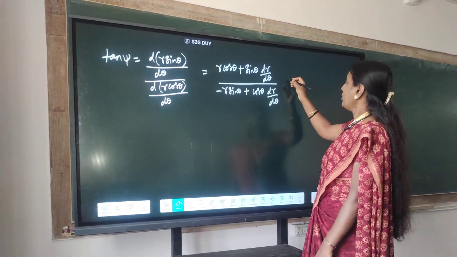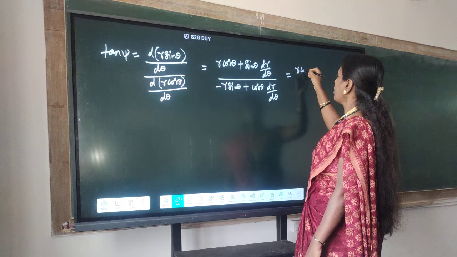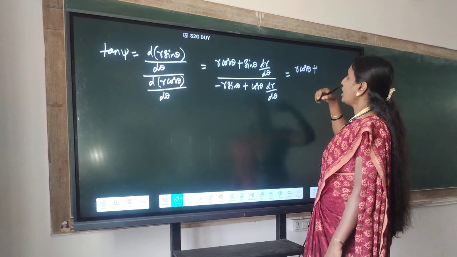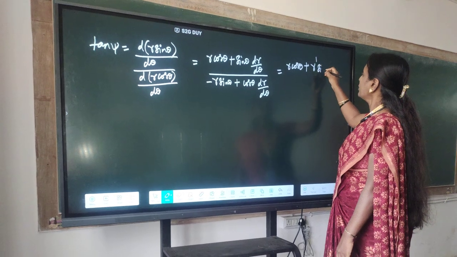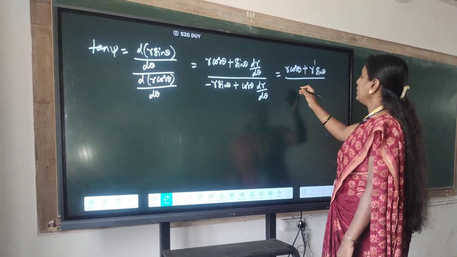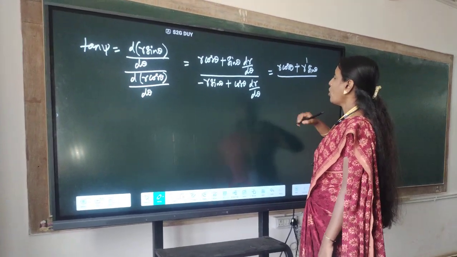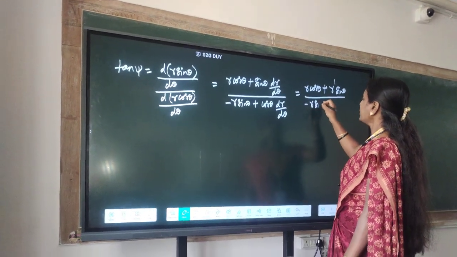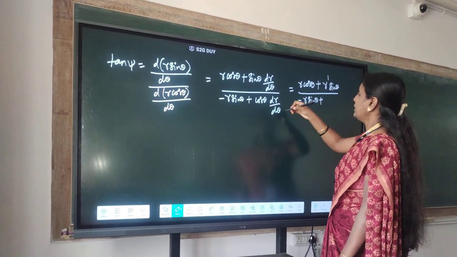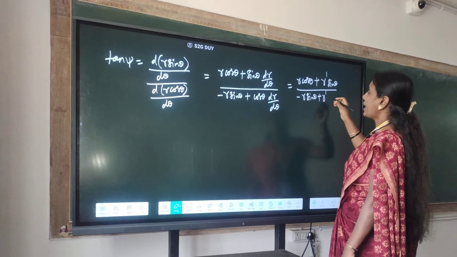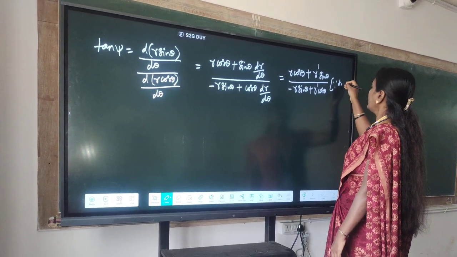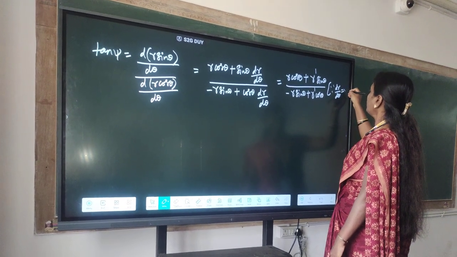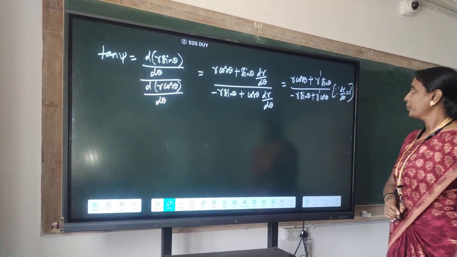So now I am calling this R cos theta, and this dr by d theta I am calling R dash into sin theta. Similarly, in the denominator also, R into minus sin theta, and this dr by d theta I am calling R dash cos theta. We are writing dr by d theta as R dash.